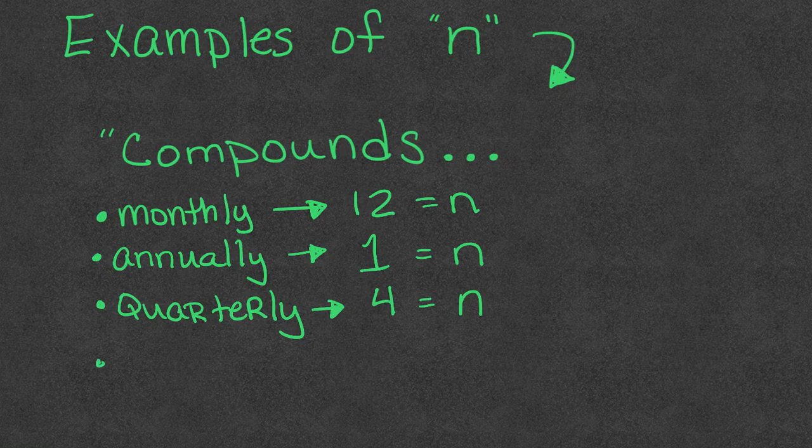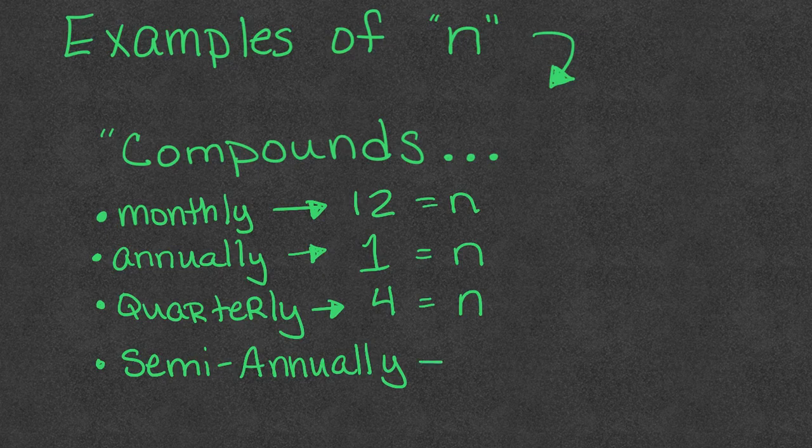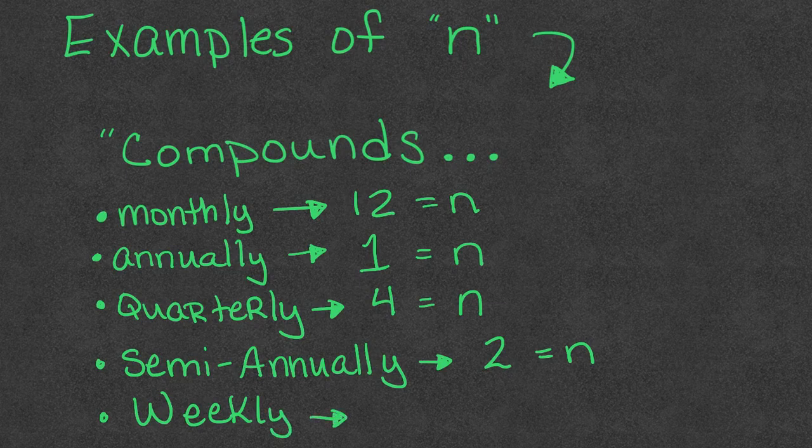You might see or hear the word semi-annually. They always talk about semi-annual sales. Everyone does it. They love to advertise that way. So semi-annually means it's going to occur twice a year. So that would be 2, and that would be your N value. They may even go as far as something that's being compounded weekly. Just to help you out, if you don't remember, there are 52 weeks in a year. So 52 would be our N value.